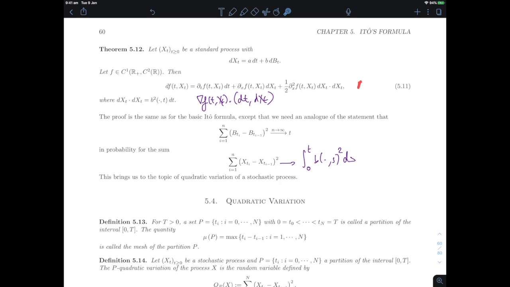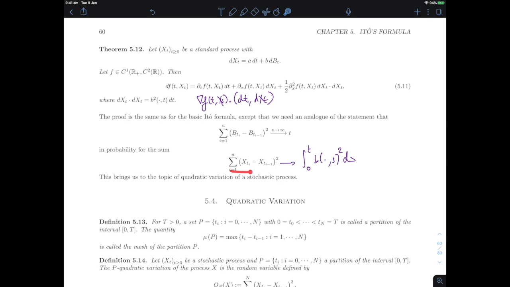The proof of this is exactly like the proof of Ito's formula, except you have to understand how this correction term arises, and it arises exactly as in the proof of Ito's formula from the limit of this sum of increments squared. In the case of the Brownian motion, it was tending to t, and notice that t is the integral from 0 to t of 1. But more generally, the term that you get here involves the integral from 0 to t, not just of 1, but of b(s) squared.